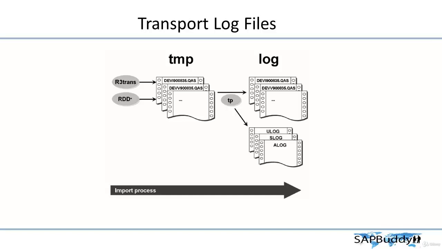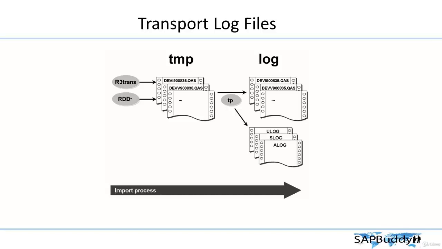Now let's see a little bit more about the transport log files. As we know, we have several log files when you are executing any transport, generated mainly from the TP, and we have two places where you can find the log files. Let's say the R3trans and RDD log files will be initially created in the temp files. That means during the execution of the particular transport or during the process, the log files will be created in the temp files.